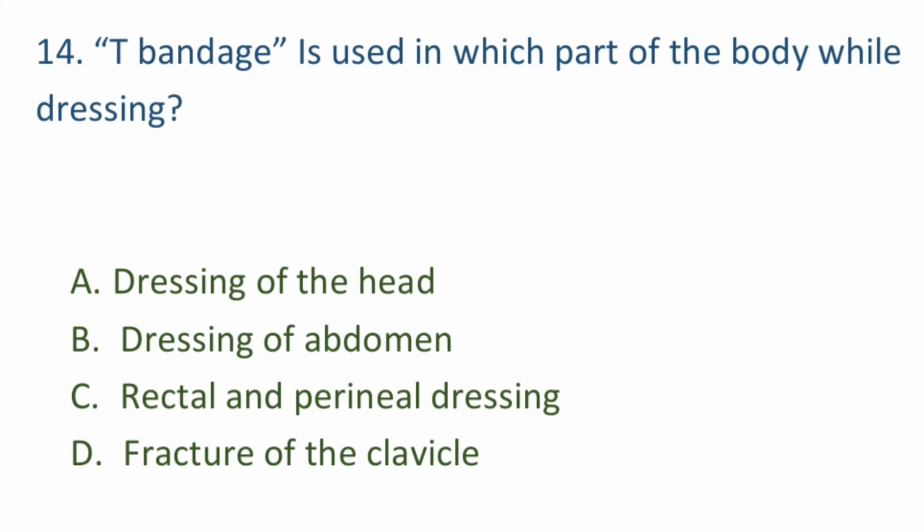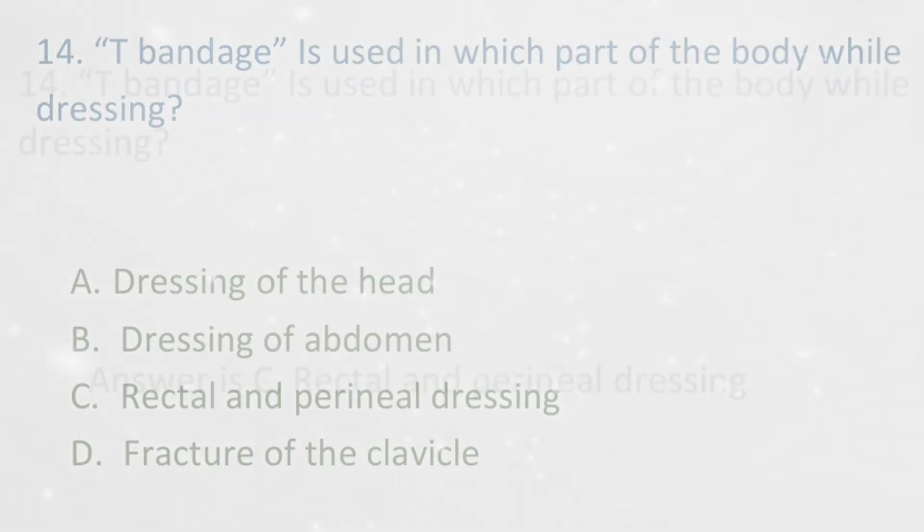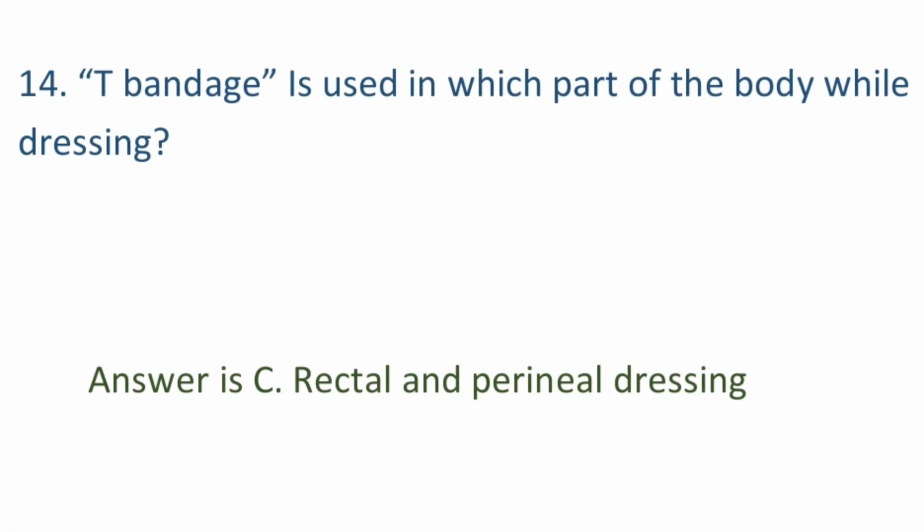T-bandage is used in which part of the body while dressing? Options are A, dressing of the head; B, dressing of the abdomen; C, rectal and perineal dressing; and D, fracture of the clavicle. The answer to our question is option C, rectal and perineal dressing.